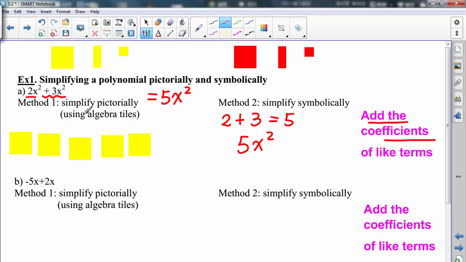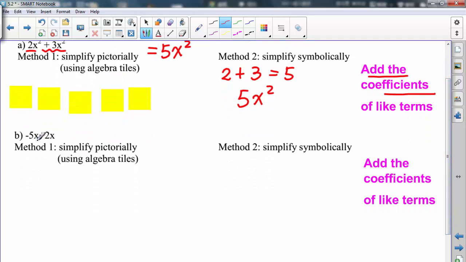In grade 9, we still can use algebra tiles to simplify a polynomial. And then we need to make the transition to simplify symbolically. Especially in grade 10, when we simplify the polynomials, we are expected to simplify symbolically.